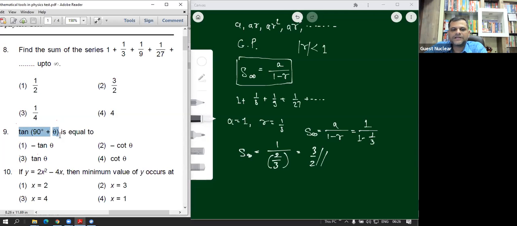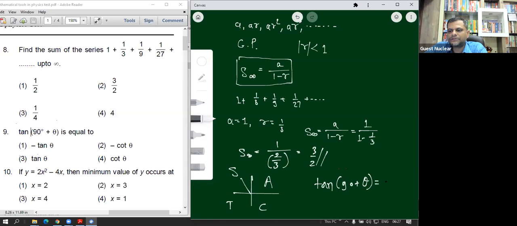Yes, then again it is tan of 90 plus theta, a ready-made formula. 90 plus theta means this comes in the second quadrant, and in the second quadrant, according to ASTC, only sine is positive, so tan will obviously be negative. At the same time, 90 is a multiple here, so because of the 90, cot will come. So we find that tan of 90 plus theta is going to be minus cot theta. So this is minus cot theta, which is going to be in the final answer. So option 2 will be the correct option.